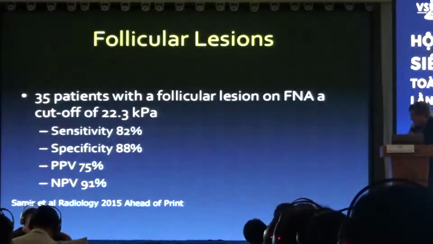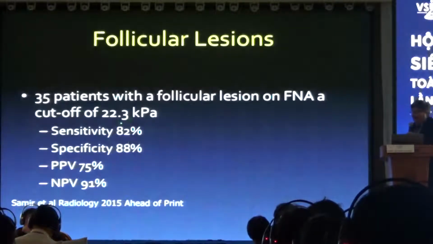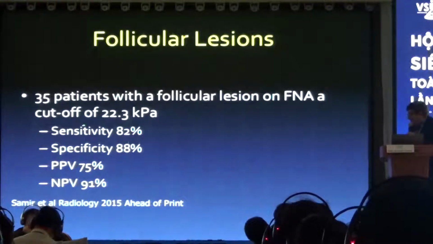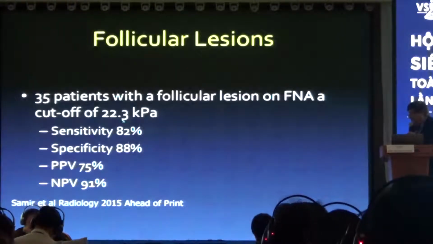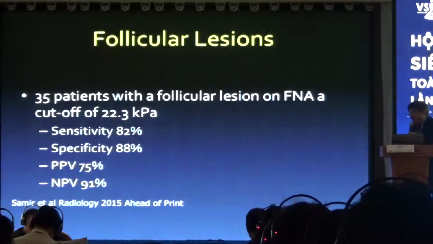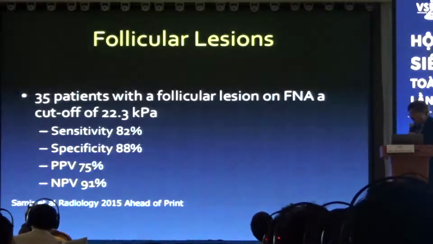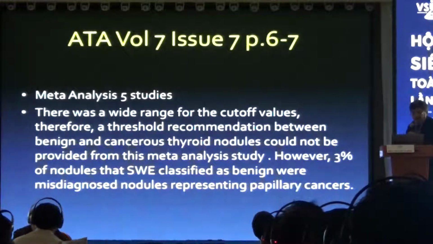Another complicating factor is follicular lesions. Dr. Samir from Mass General looked at only patients with follicular cancer, and the cutoff value is much lower. It's almost the same as normal thyroid. So in his series of follicular cancers, the cutoff value is almost the same as normal thyroid. So it's very hard. We are probably going to do much worse in picking up follicular cancers than we are in picking up papillary cancers.